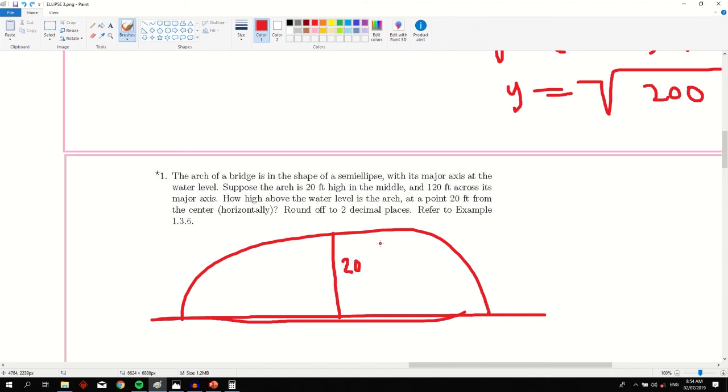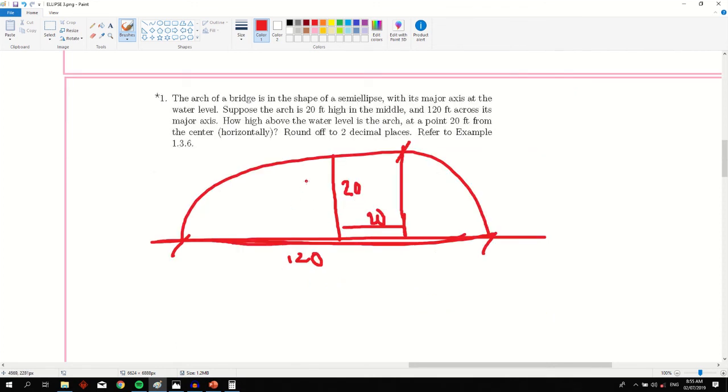Okay, just put 20 there. Then it is 120 across. So 120 across from here to here. Then the major other point at 20 feet from the center. So we move here. This one. This should be 20. So how high is this here? Okay, you get the point.